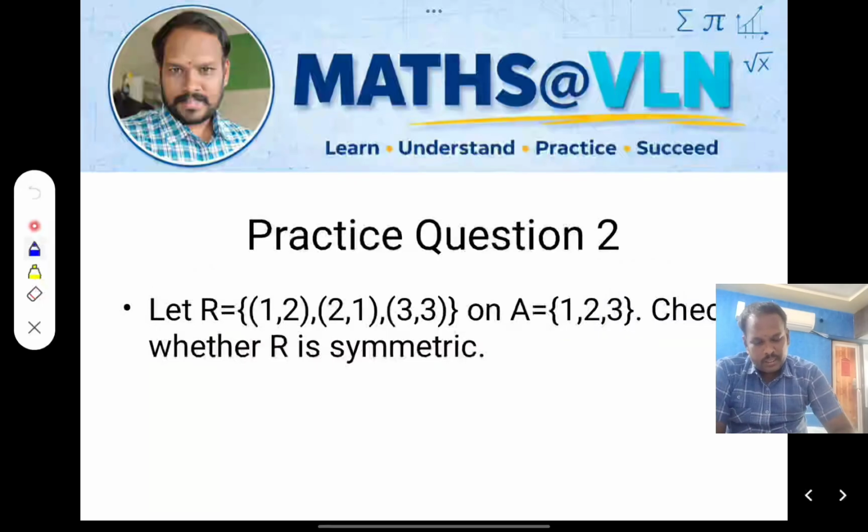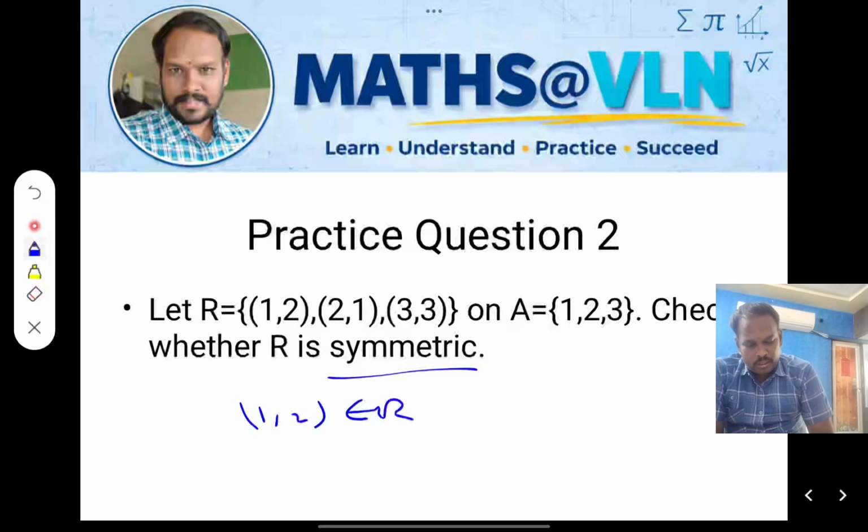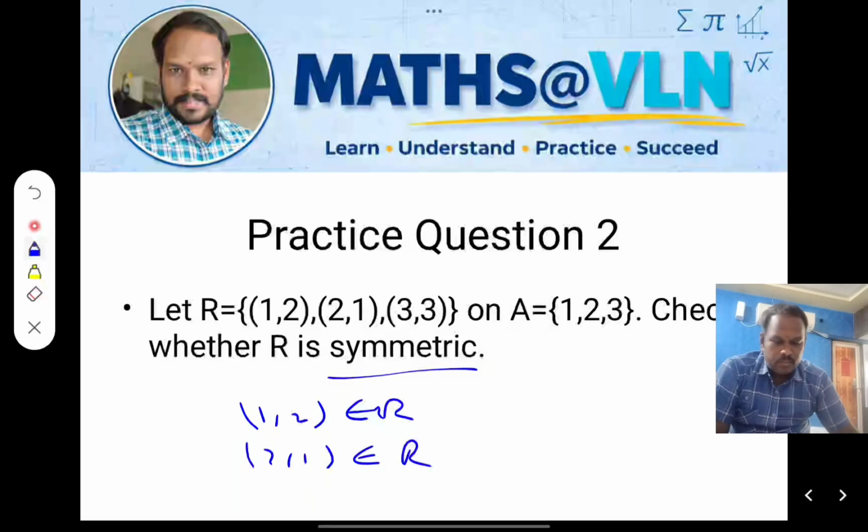Next question: is it symmetric or not? You check. (1,2) is there. (1,2) belongs to R, then (2,1) also belongs to R. Then it is symmetric. (3,3) as well. So it is a symmetric relation.